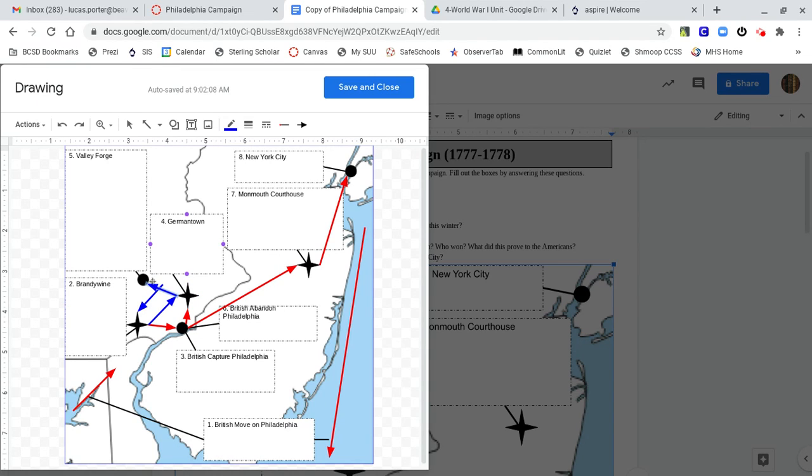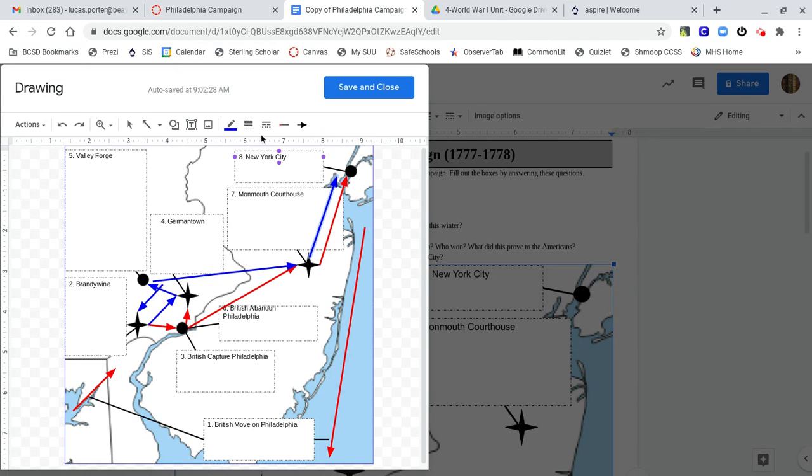Then he goes from Valley Forge into the winter, they go out and he meets them, and they have this battle over here at Monmouth Courthouse. So he's following the British, right? And then from there, he went up around New York as well. He just didn't attack it. So he goes up close to New York.